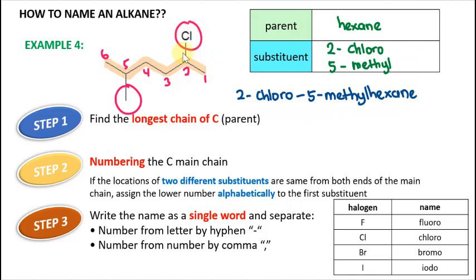2-chloro-5-methylhexane. So the halogen group is for haloalkane compounds. To name a haloalkane, we are going to treat the halogen group as a substituent. So if we have fluorine, it becomes fluoro; chlorine, chloro; bromine, bromo; iodine, iodo.